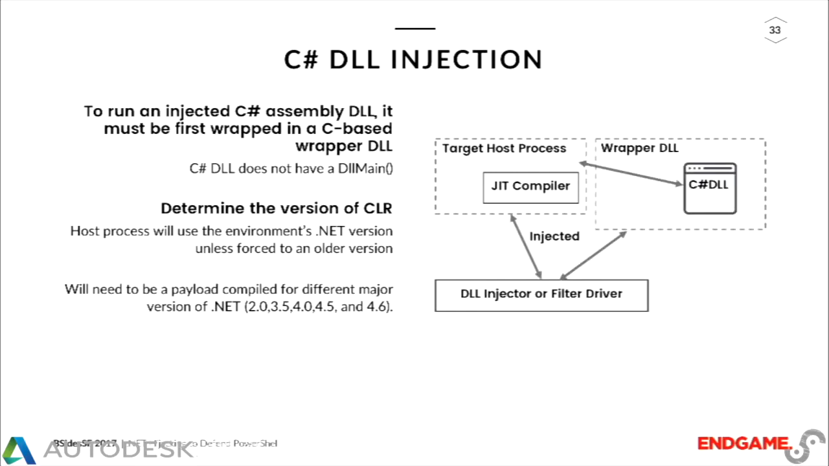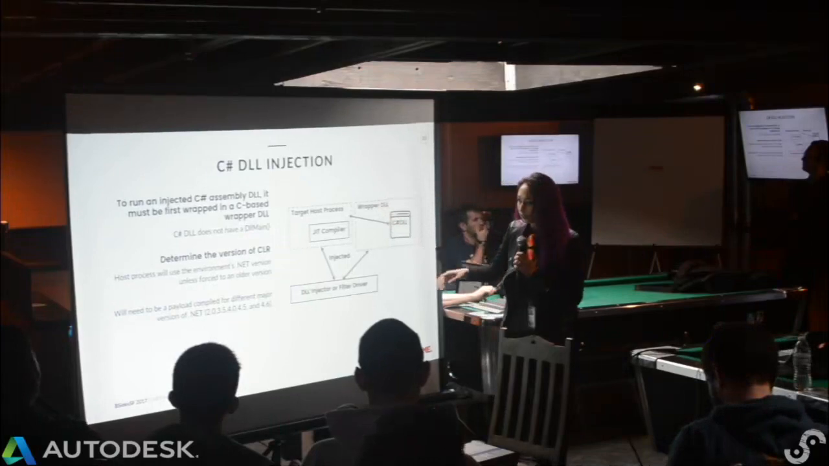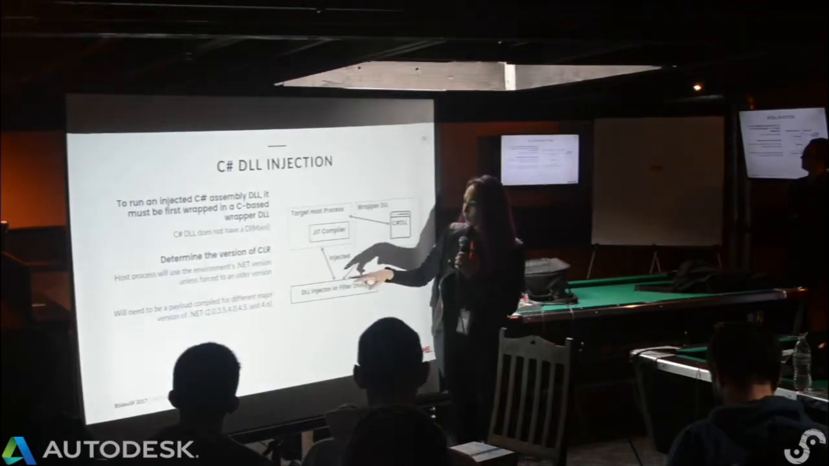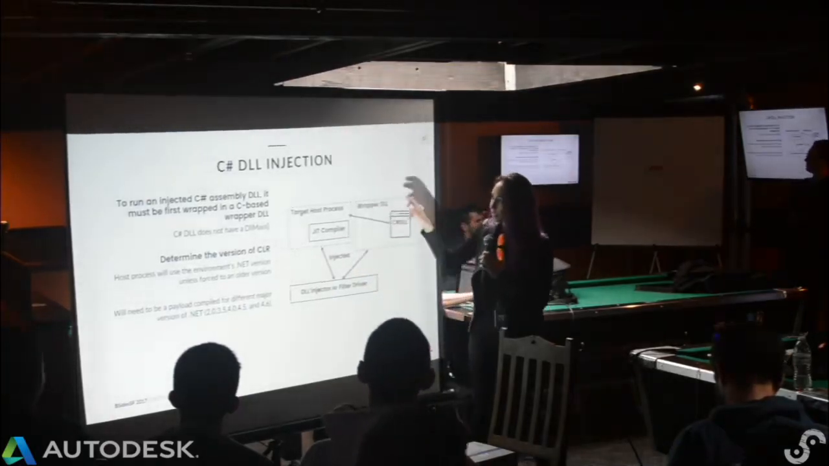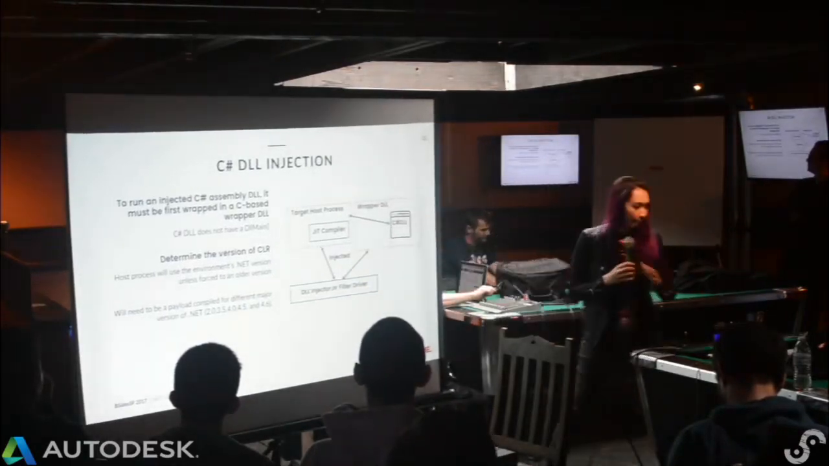So what is the C# DLL injection? Keep in mind that C# does not have a DllMain. So when you try to inject your DLL, you're going to have to make that DllMain. By using a C wrapper DLL, remember it's unmanaged code, so you'll have to manage the versions, which I hinted at before. And from there, you stick that as a byte array in your resources, and you can load that when you need to. By using a DLL injector or a filter driver, which is common for AV, you can inject that wrapped DLL into the target host, and then figure out what version of CLR they're using.